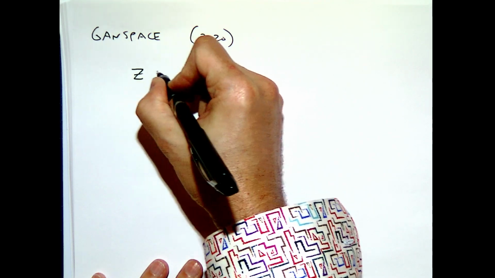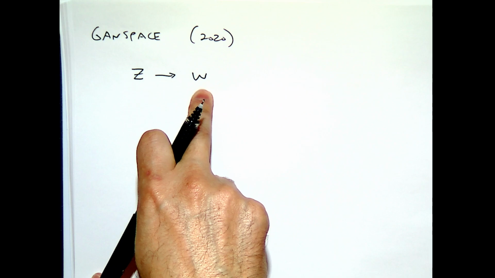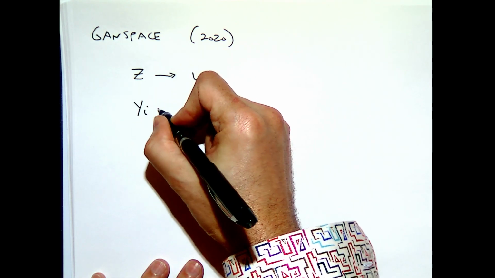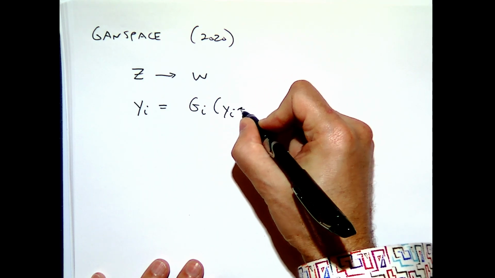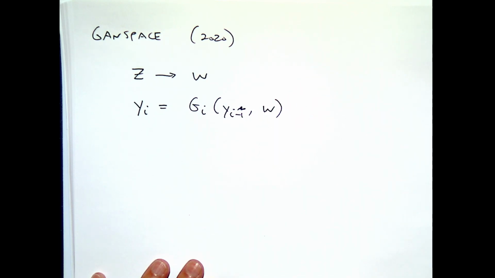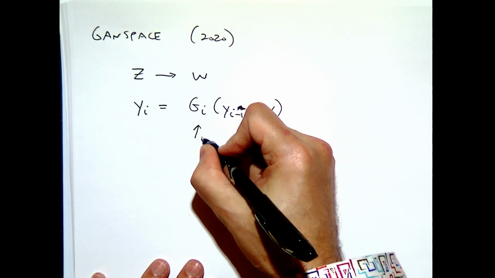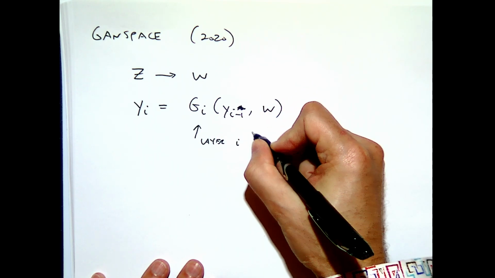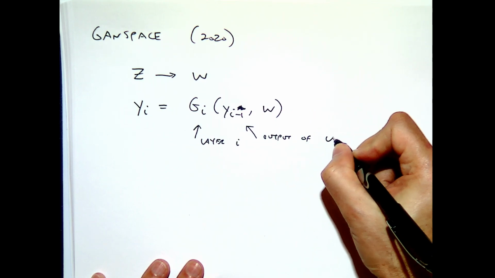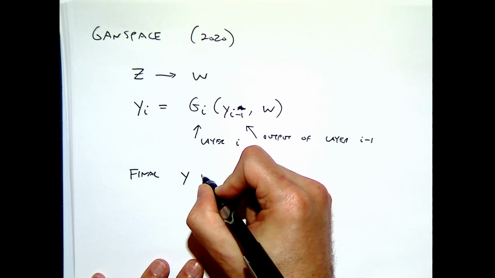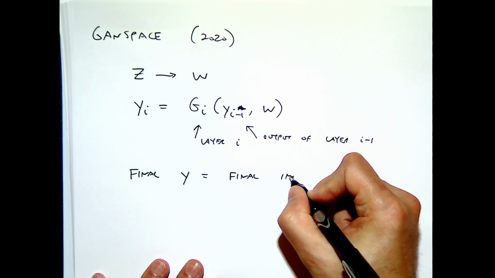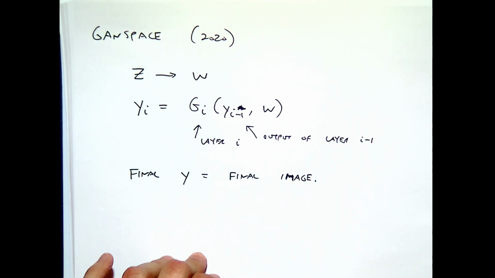So remember StyleGAN 2, I take my latent space, now I create this kind of intermediate latent space, and I can think of a generator network as producing at layer i: I take what came out of the previous layer, the output of layer i minus 1, and the input vector, and then this is the style vector. And so the final Y, after I go through all the layers, is the final image. Okay. And so that's kind of the setup.